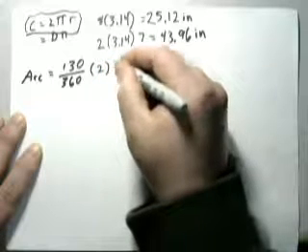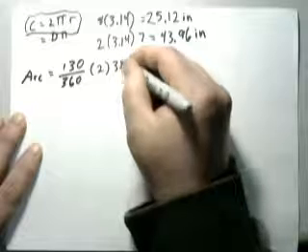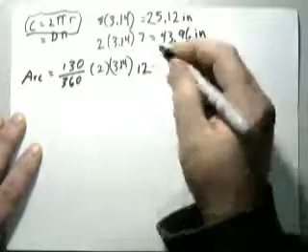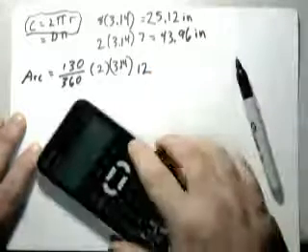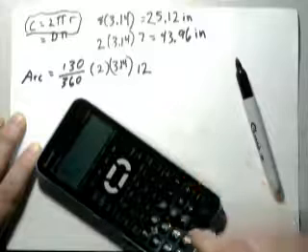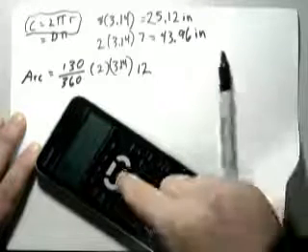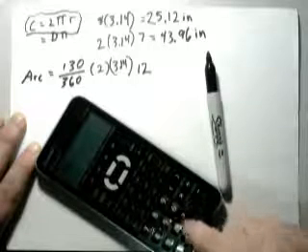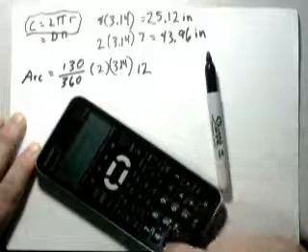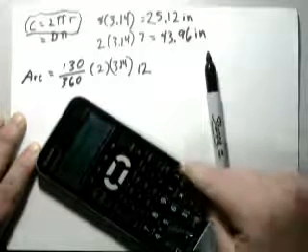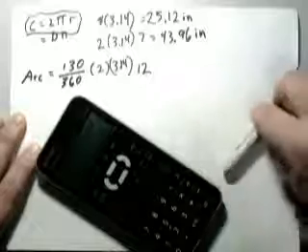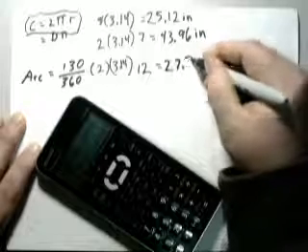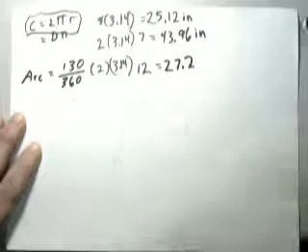So 2 times 3.14 times 12. Okay, so get my fraction bar out. 130 over 360 times 2 times 3.14 times 12 equals 27.2. So that'll get us our arc length.